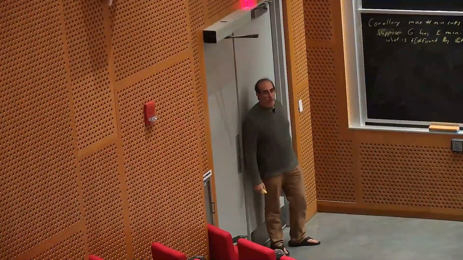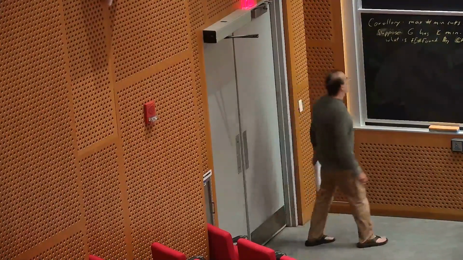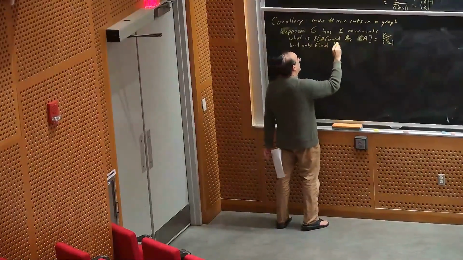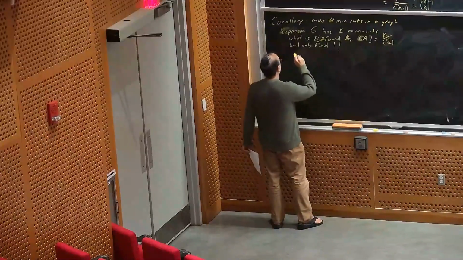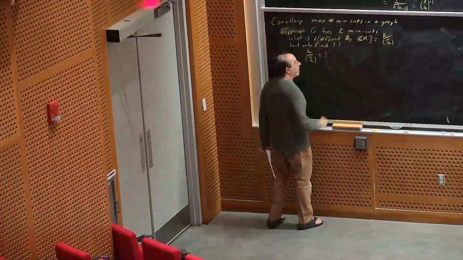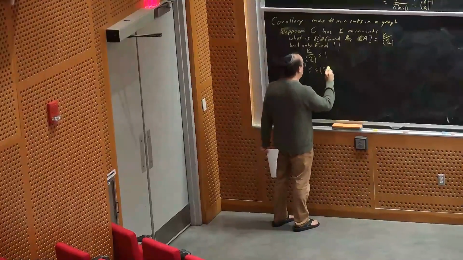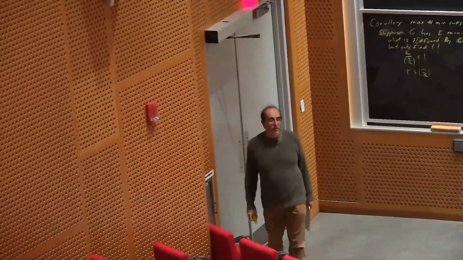Now, if I contract 2 vertices, how many do I actually find? I can only find 1, right? This algorithm only finds 1 cut. So it must be the case that k over n choose 2 is at most 1, which tells us that k is at most n choose 2. You cannot have more than n choose 2 minimum cuts in an undirected graph.